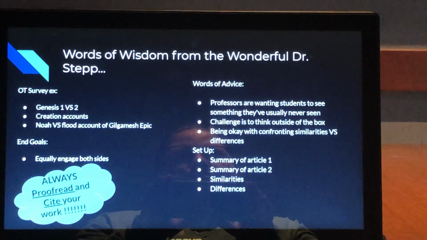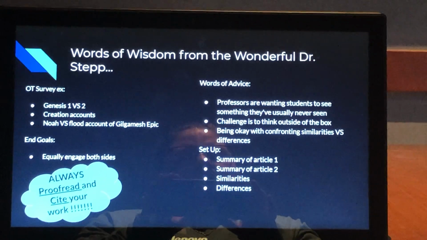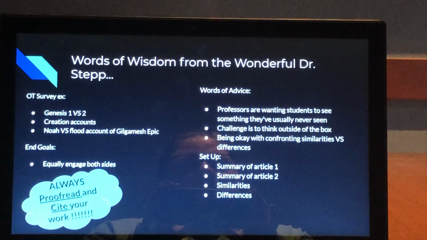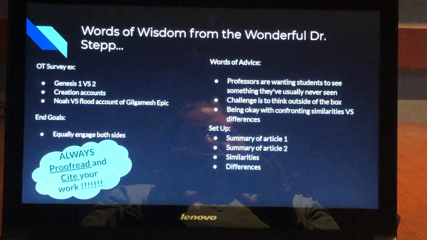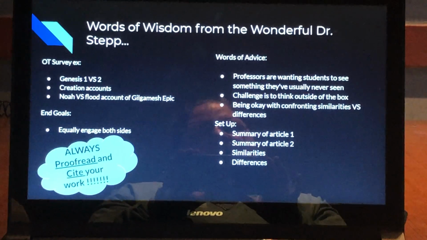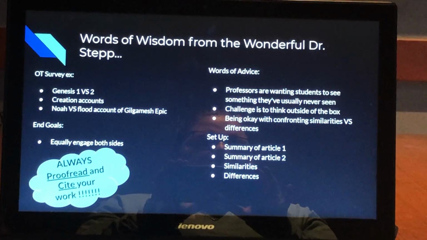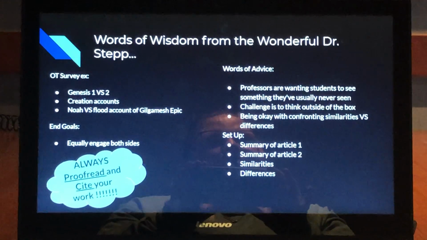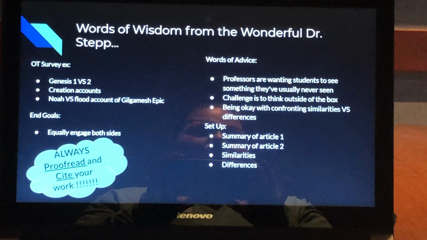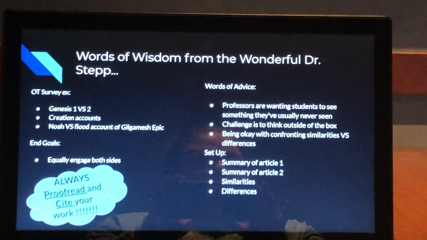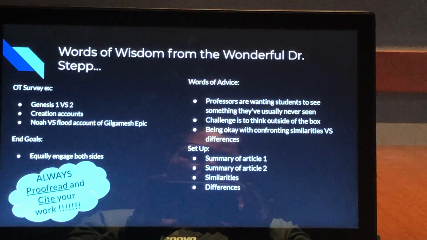His words of advice were that professors want students to see something they've usually never seen. So really look more in depth into your topics, and not just the basics of what it is. Challenge yourself to think outside of the box, not just doing what you're expected to do, but also adding different components that can make your comparison stand out more than others. And be okay with confronting similarities versus differences. Familiarize yourself with how to do that instead of just going off the top of your head and not being confident in yourself when you do it.